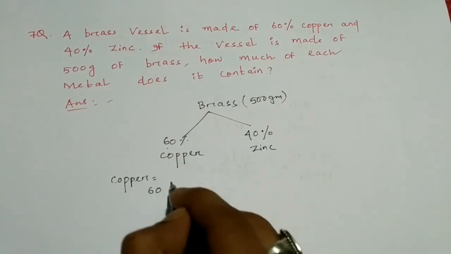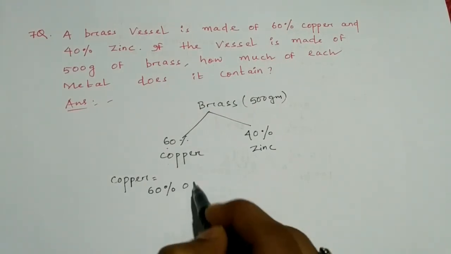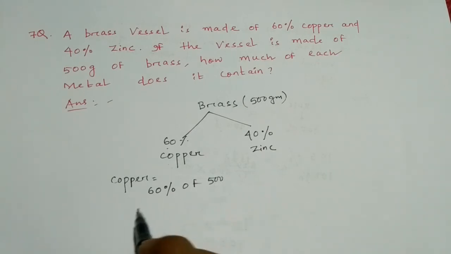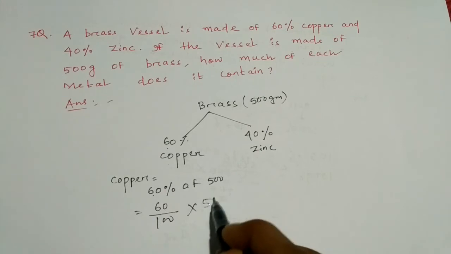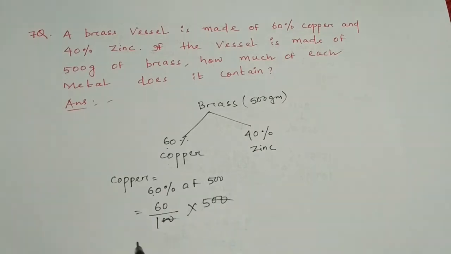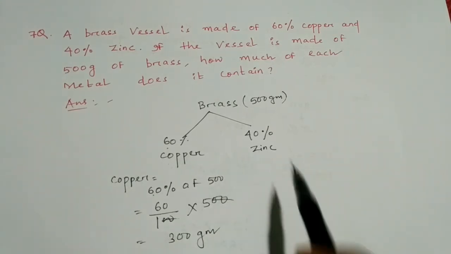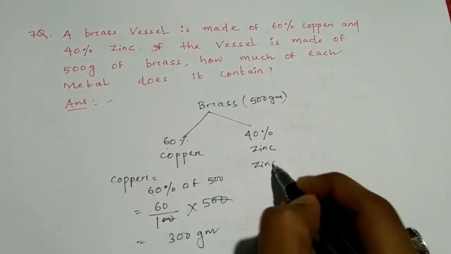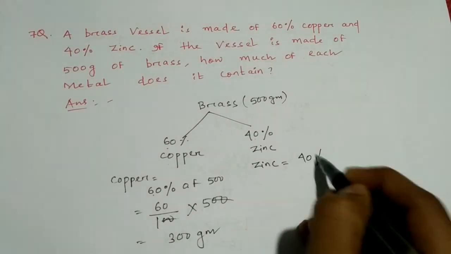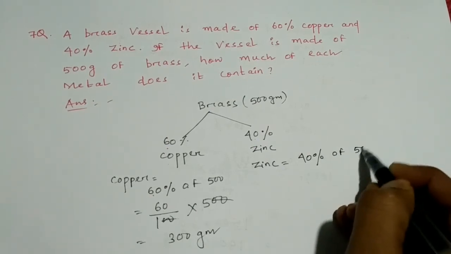This is so easy. 60% of 500 gram means 60 by 100 of 500. The zeros get cancelled. 60 into 5, that is 300. And don't forget to write gram. The unit is also important. And how much will zinc contain? Zinc contains 40% of 500.